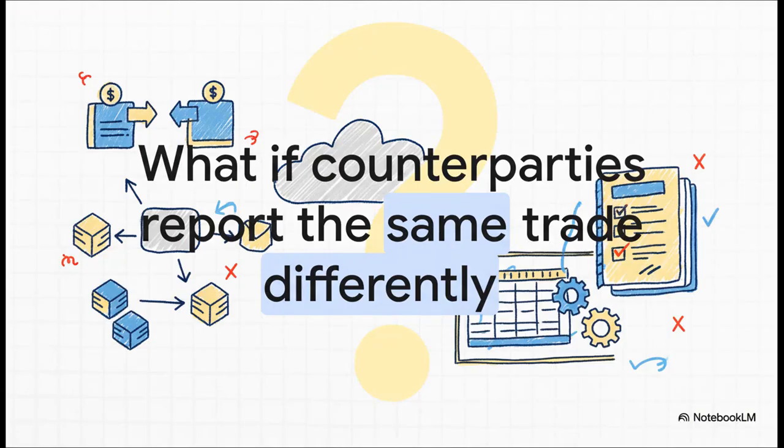Now, to really understand why this part is so tough, just think about this question for a second. What happens when you and your trading partner both report the very same trade, but your data doesn't match up perfectly? This right here is the core problem that these huge, complex IT systems are built to solve, because even the tiniest little difference can cause a major, major headache.